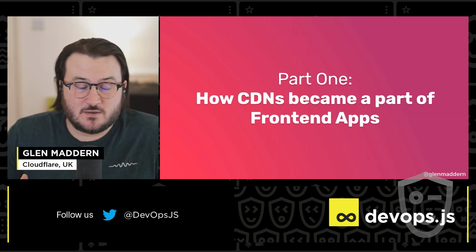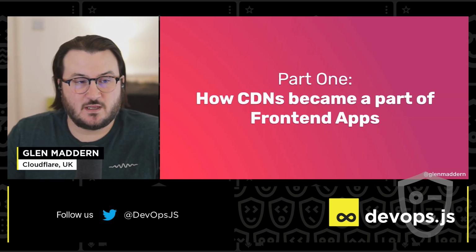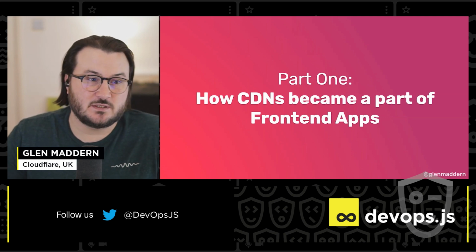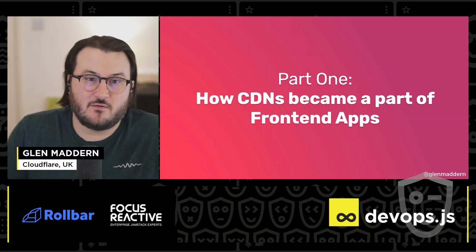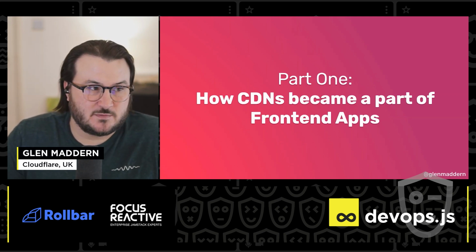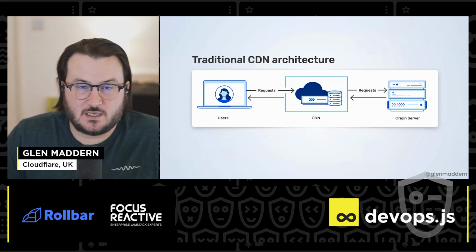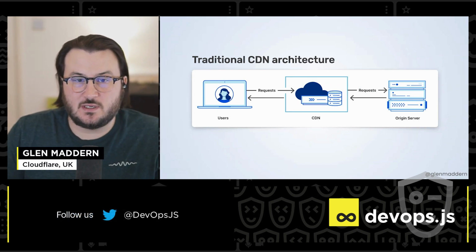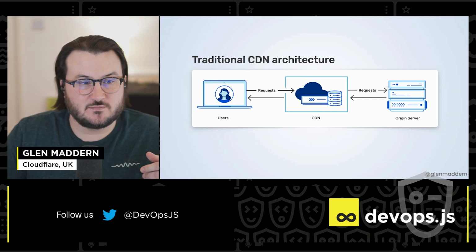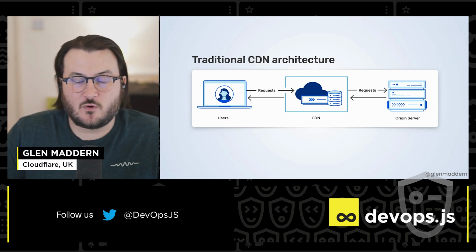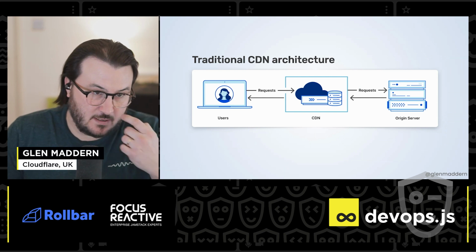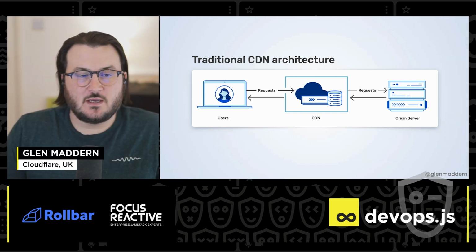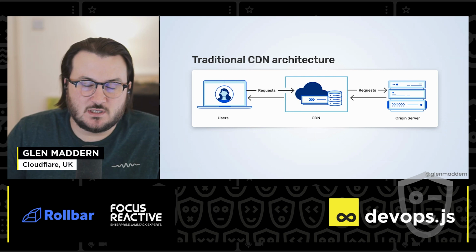So today I wanted to drill into something that I've found really interesting over the last few years, which is how we've come to depend on CDNs, and how they've become a part of our front-end app workflows. Just to recap, a traditional CDN architecture has the CDN in between your users and your origin server, your actual host. Requests flow through and responses flow back. The CDN will take copies of those responses depending on some algorithms and directives, but your origin server is the ground truth.